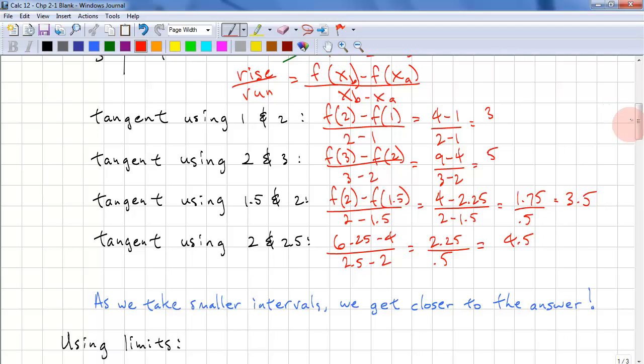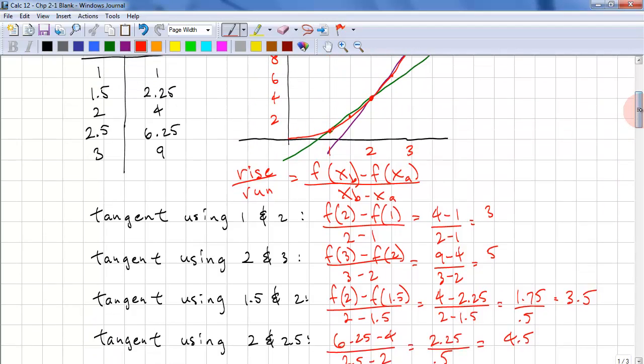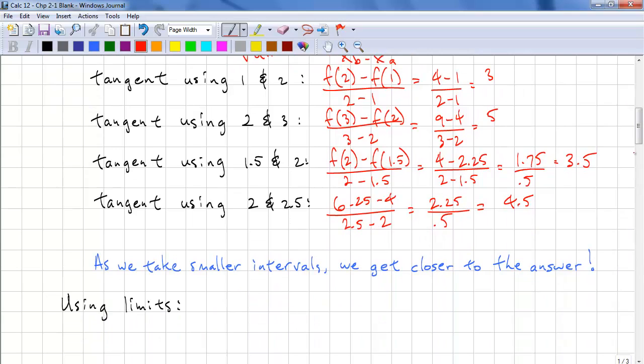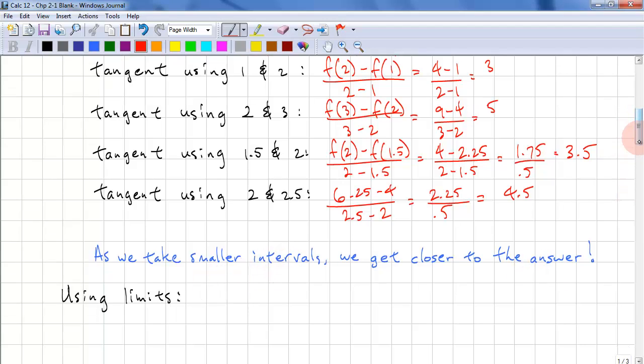So the thing that we notice is that these values, which are closer to 2, produce slopes that are closer to the actual slope. We can assume that if we take even smaller intervals, we'll get closer to the real answer. So let's use limits.